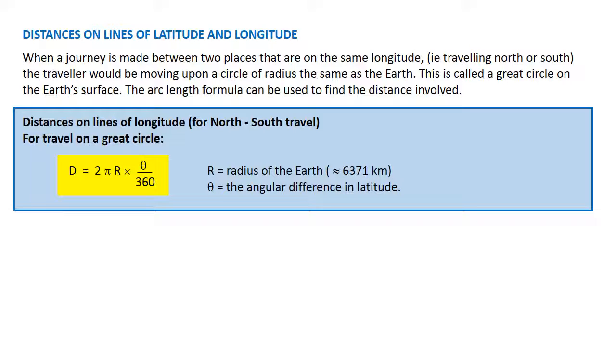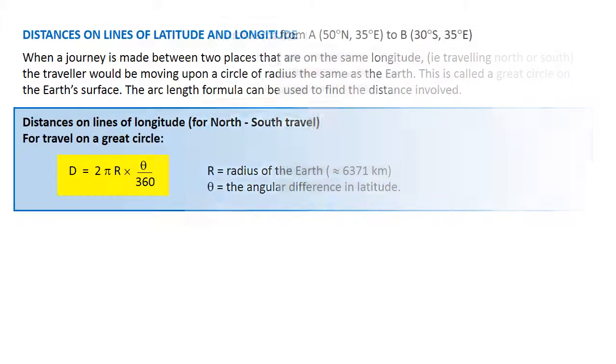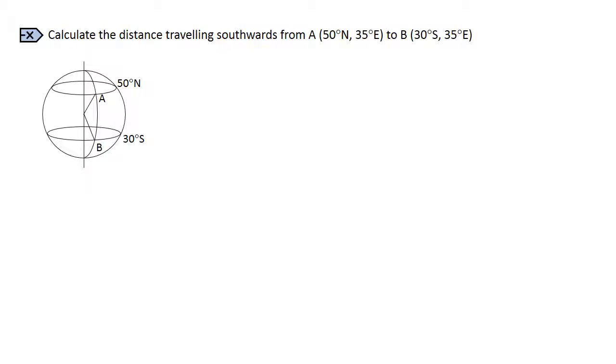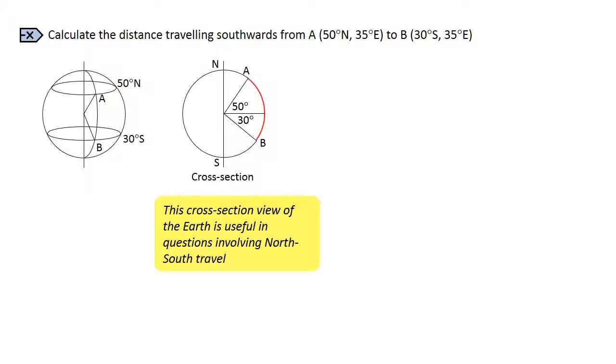Let's see how it works in an example. The worked example shows how the distance between two places on the same longitude can be calculated. One place is 50 degrees north and the other 30 degrees south of the equator. A cross-section view of the Earth is useful as it can help you to work out the angle subtended. We use the arc length formula. Theta is the angle travelled through, shown in red on the diagram.